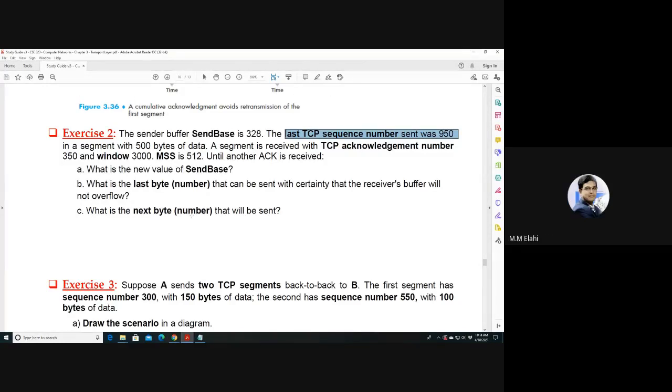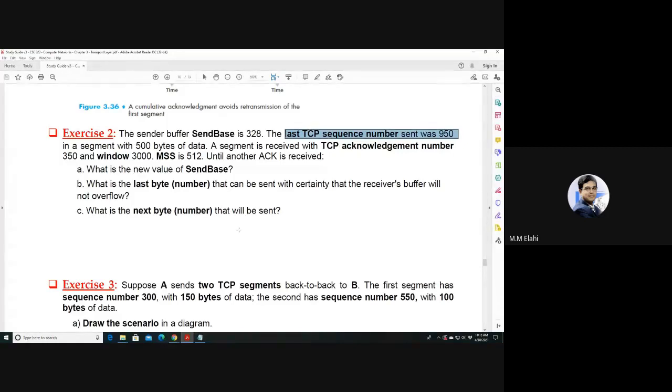So what will be the next? The student was confused because 350 appears again after that. No, 350 is not sent by the sender. That is the acknowledgement number. Acknowledgement is sent by the receiver, while a sequence number segment is sent by the sender. So there is no direct connection between these two. Indirectly they are connected. When you draw a diagram you will find that the sender has sent the last segment.